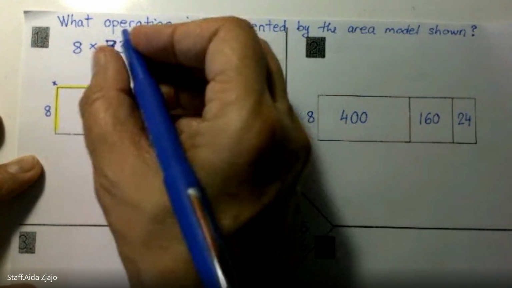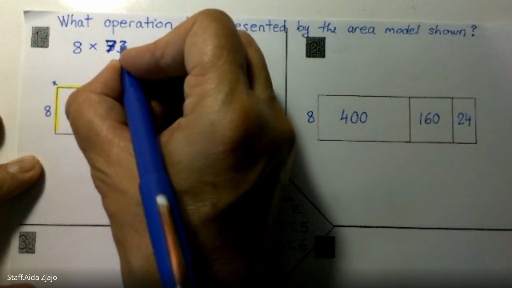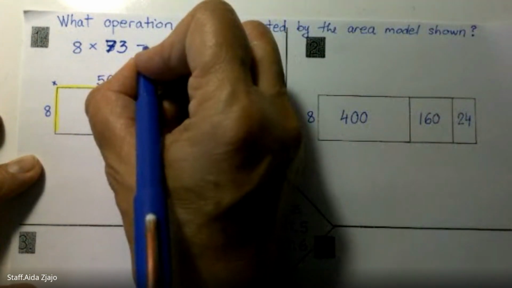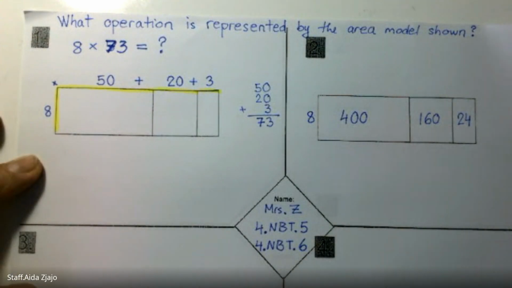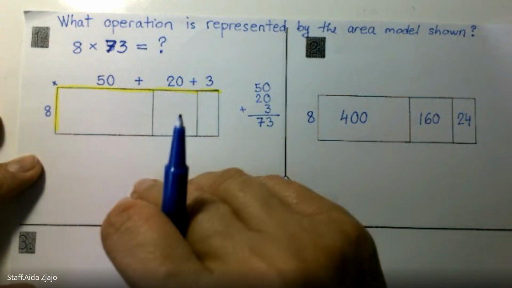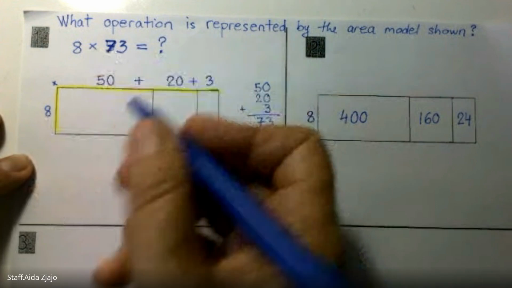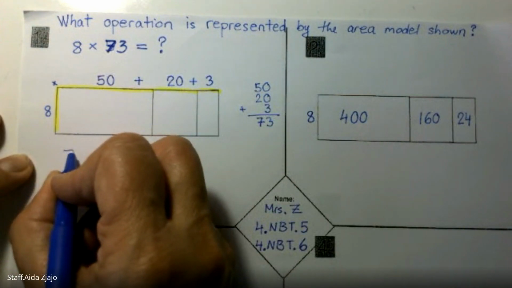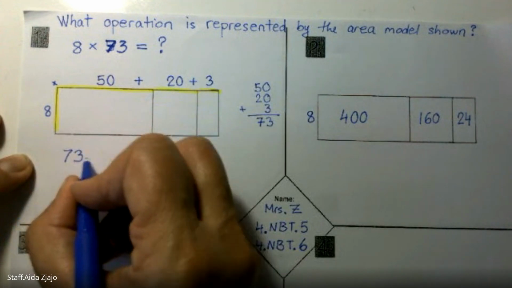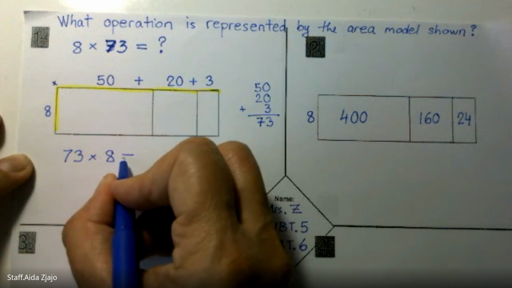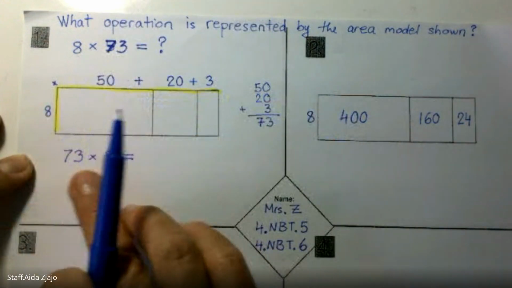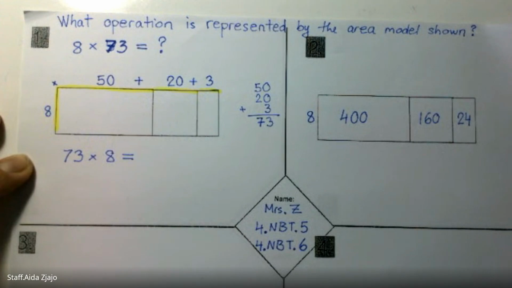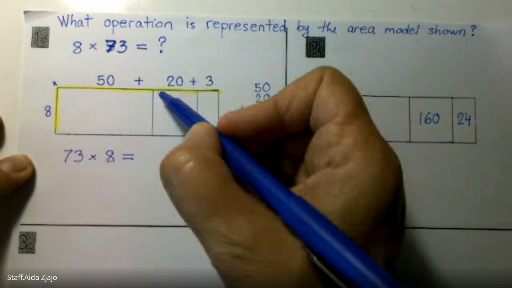I saw 50 down and I started thinking about 73 equals question mark. So we don't know what that is. The operation is multiplication. Now, how to solve it? Also, we can use the commutative property. This could be 73 times 8. It's the same thing. We can switch numbers around, but the total or product of our multiplication will be the same.